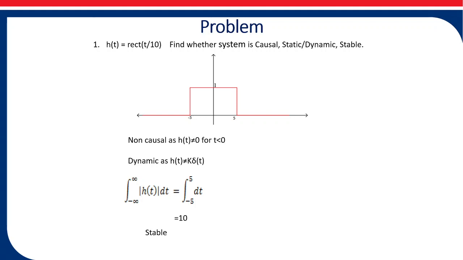Thirdly, to find out stability, it is desired that the integration of mod of h of t should be less than infinity. Here we will find the integration of mod of h of t from minus infinity to plus infinity, but h of t has value plus 1 and it exists from minus 5 to plus 5, so it will become the integration from minus 5 to plus 5 of dt, and the answer will come out to be t. And the limits of integration we have to put from minus 5 to plus 5, upper limit plus 5, lower limit minus 5. The answer will come out to be 5 minus minus 5, that is 10.